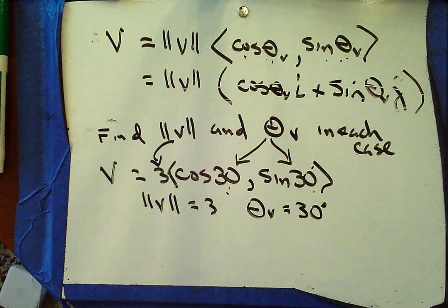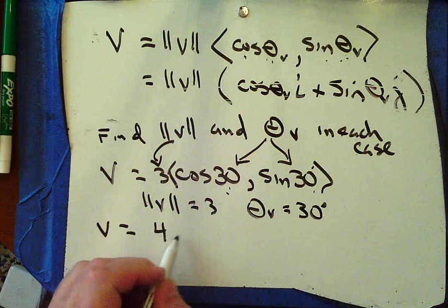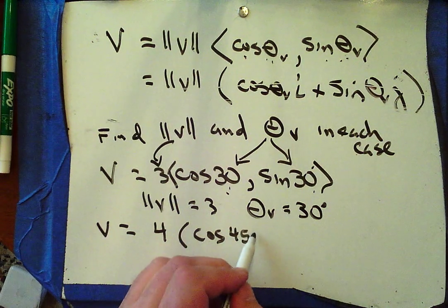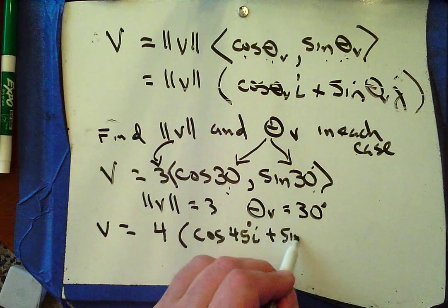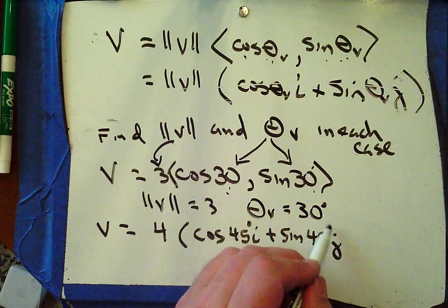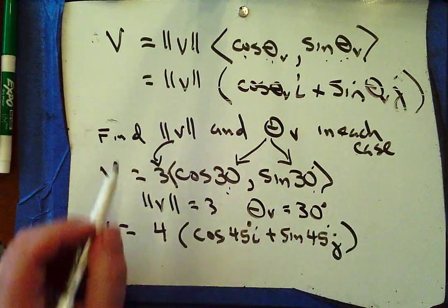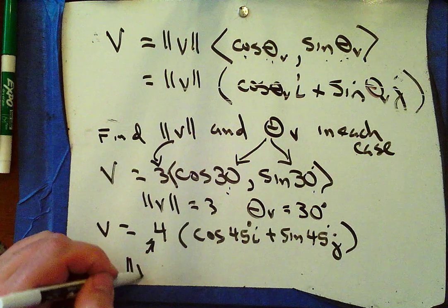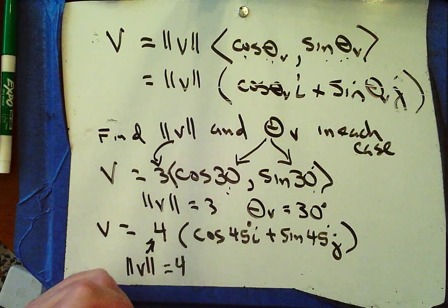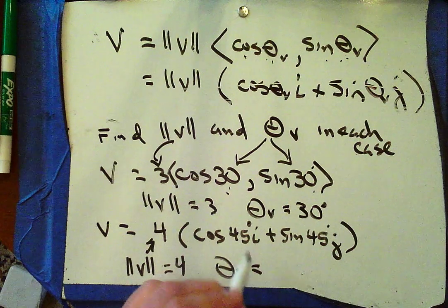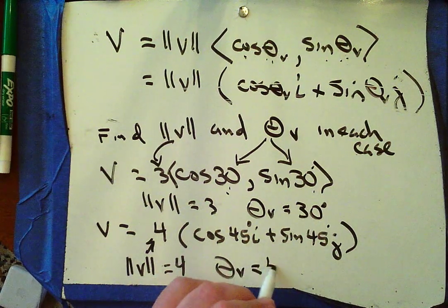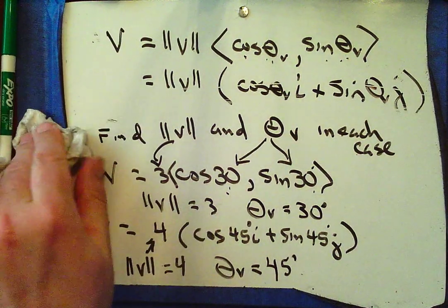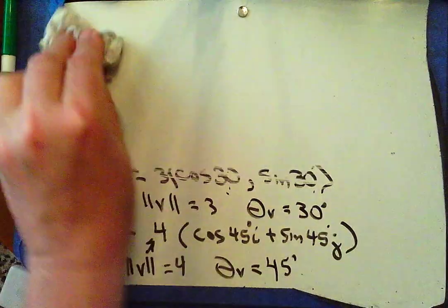Okay, so if I had seen v equals 4 cosine 45 i plus sine 45 j, and I was asked what are the magnitude and direction angle in each case. Again, my magnitude of v in this problem is this number out in front, 4, and theta v is the angle here with both of these trig functions, 45 degrees. Now, with the same directions, we could get more challenging things.